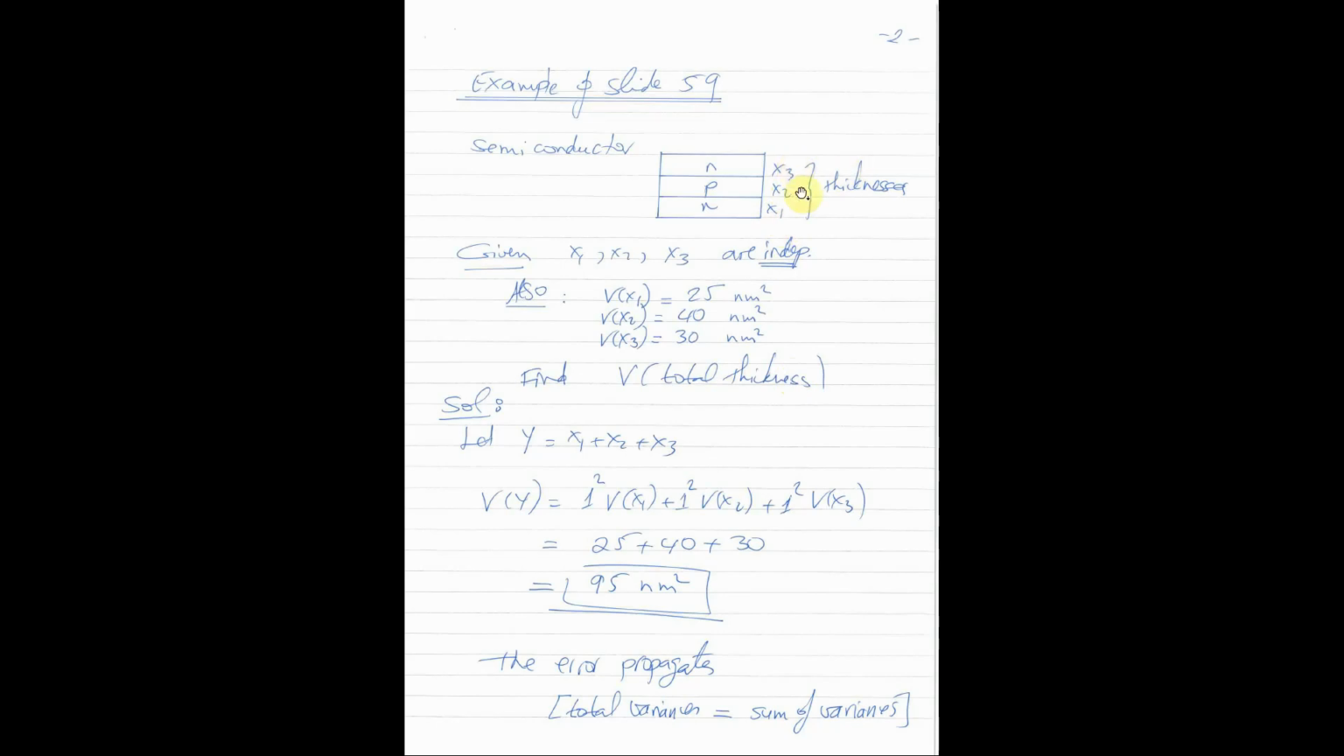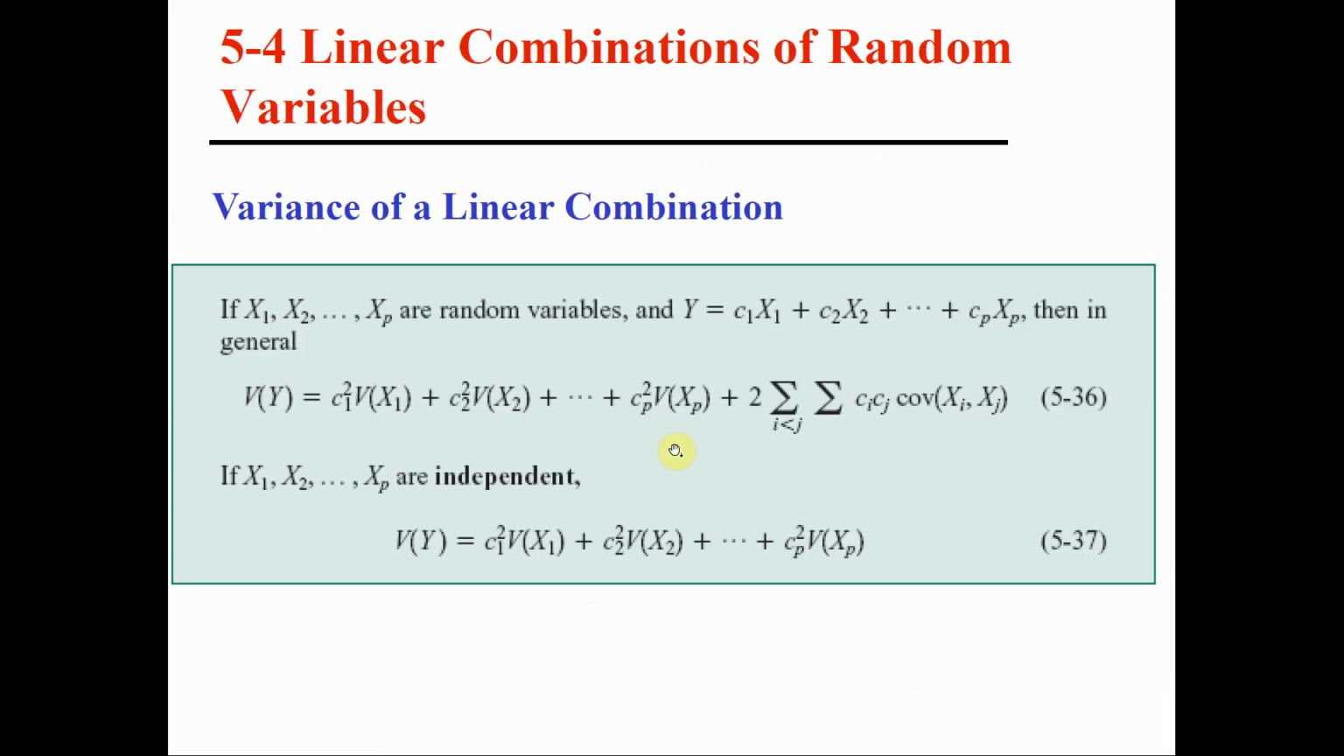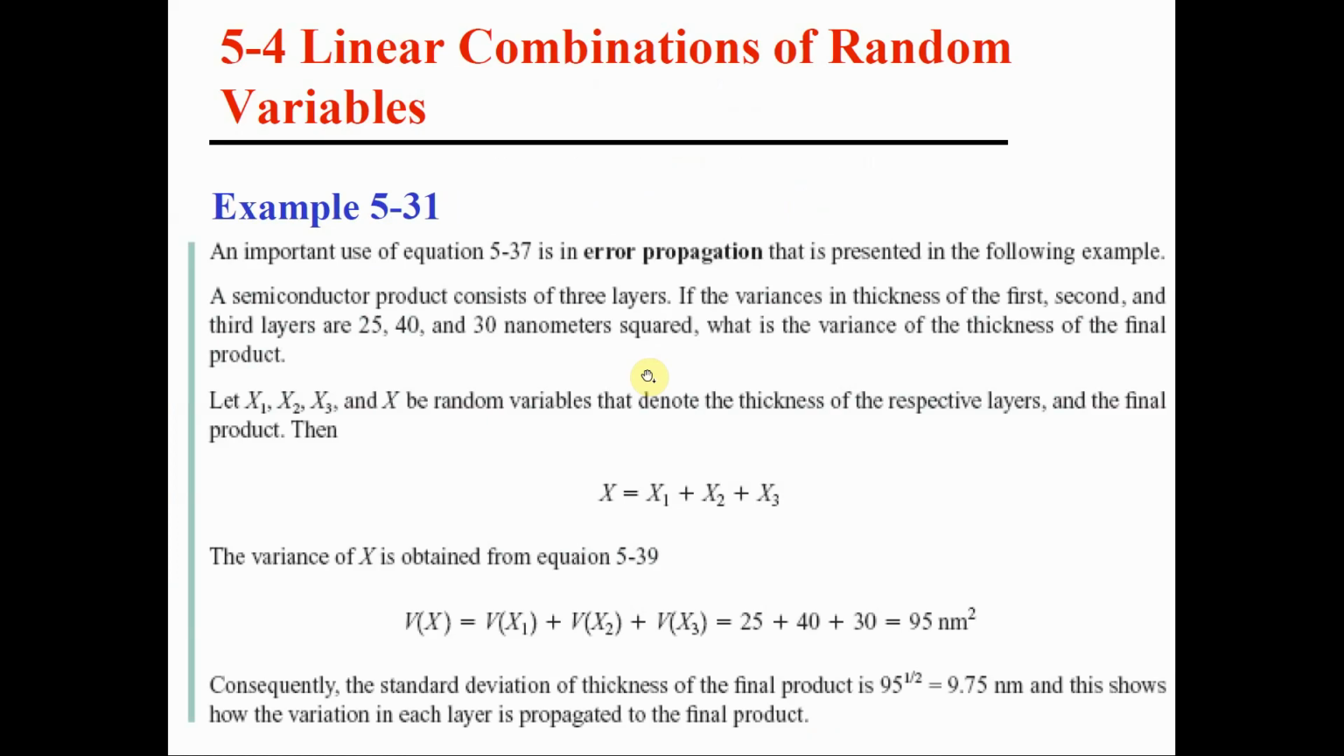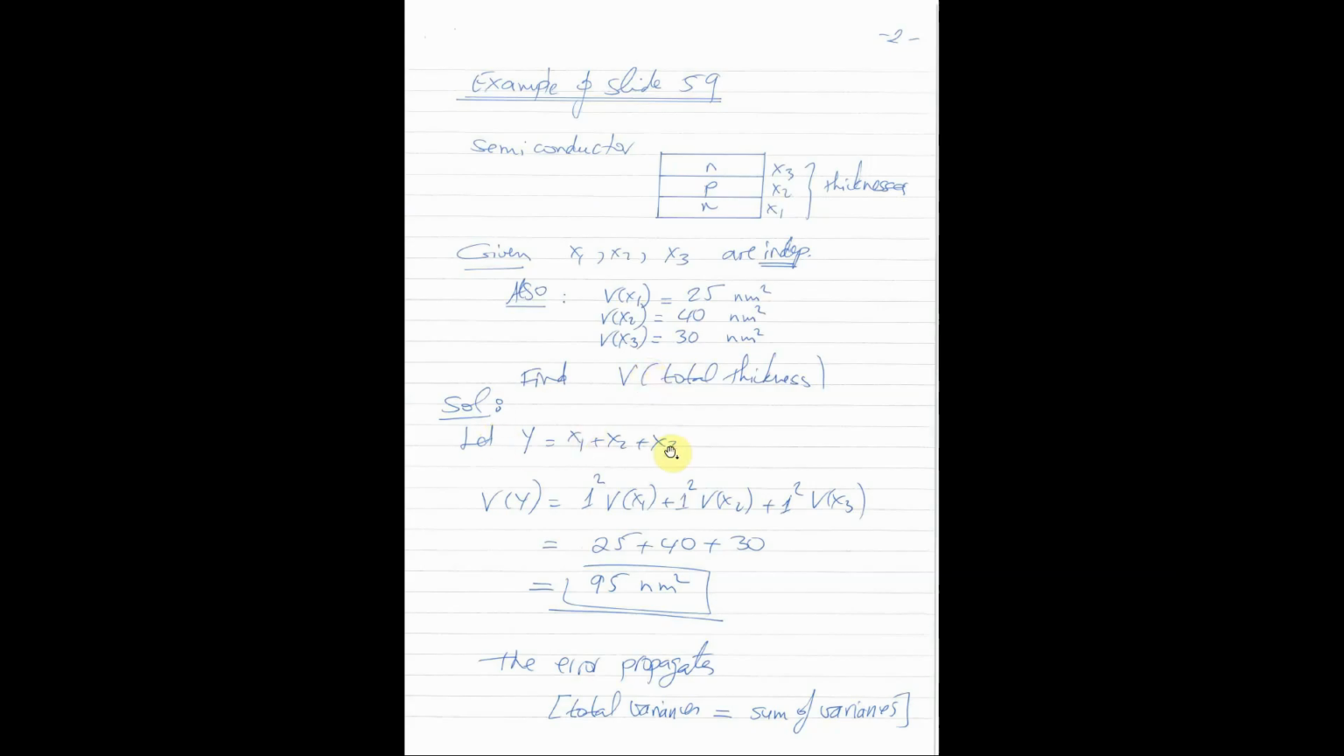Now, how can we express the total thickness? Obviously, it's simply X1 plus X2 plus X3. So we have to add the three thicknesses to get the total thickness, and let's just call it Y. So let Y be the total thickness, which is X1 plus X2 plus X3. And the question is, find the variance of Y. So how can we find the variance of Y? We notice Y is just a linear combination, so it falls under the case that we have just studied. However, all the constants are just equal to 1. So it's a special case.